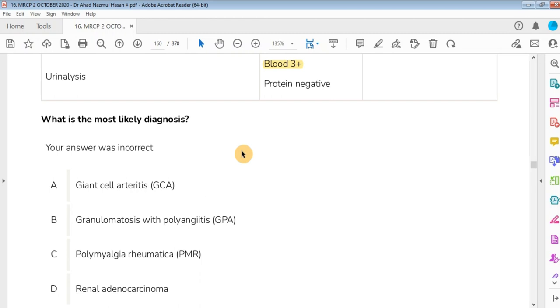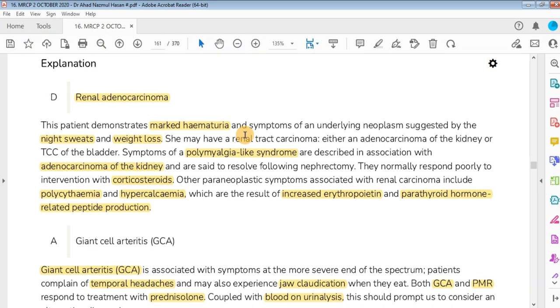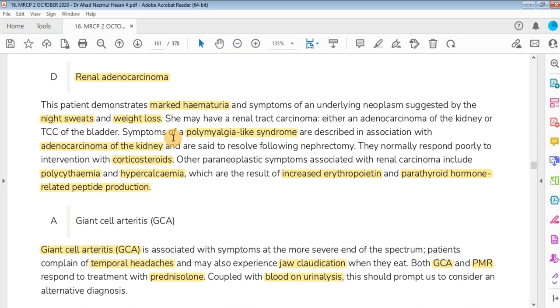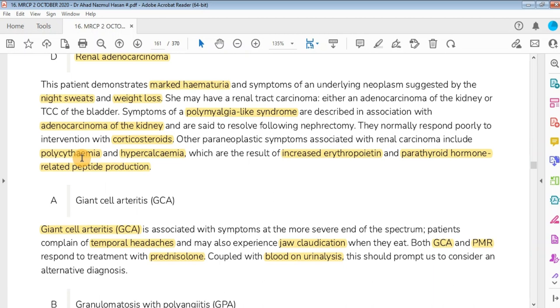This patient demonstrated marked hematuria, with symptoms of an underlying neoplasm suggested by night sweats and weight loss. Polymyalgia-like symptoms are described in association with adenocarcinoma of the kidney and are said to resolve following nephrectomy. They normally respond poorly to treatment with corticosteroid. Other neoplastic symptoms associated with renal carcinoma include polycythemia and hypercalcemia, which are the result of increased erythropoietin and parathyroid hormone related peptide.